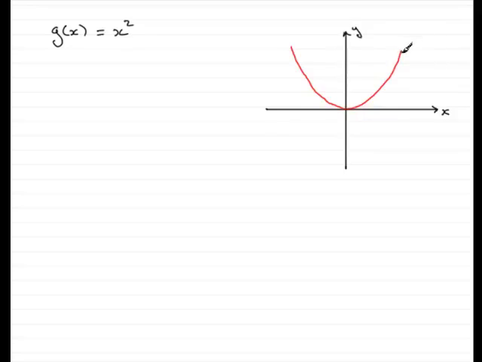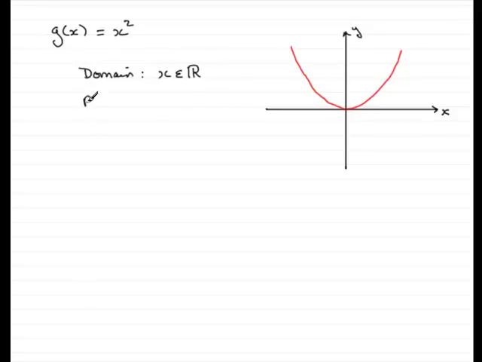Now it would actually carry on forever and ever out in this direction and out in this direction, and it would continue to go upwards and outwards forever and ever. So when it comes to working out the domain for g of x, it would be all x values that go that way and go that way. In other words, x is any real number.